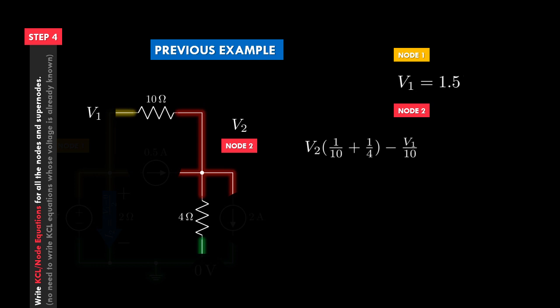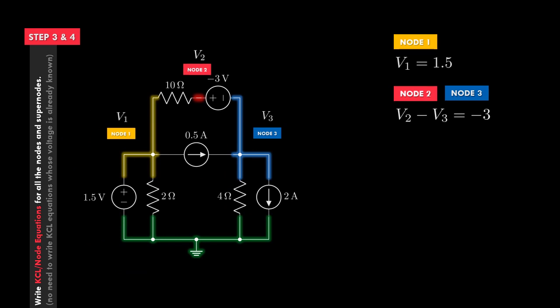Next, the 4 ohm resistor has 0 volt on the other side, so we have negative 0 by 4 as the next term. And finally, we have 2 ampere current exiting the node and 0.5 amperes of current entering the node. So that's our final equation for node 2. With some practice, you can fluently write the equation and skip step 3 entirely.